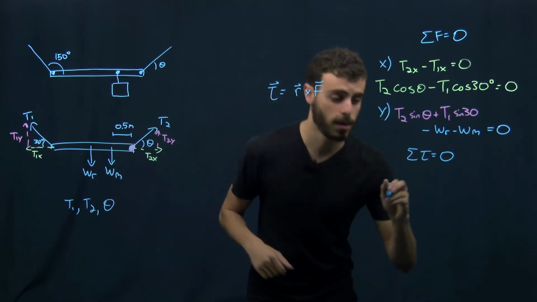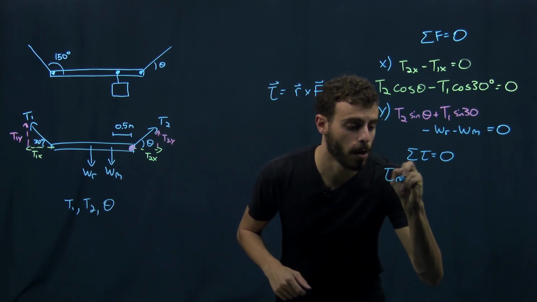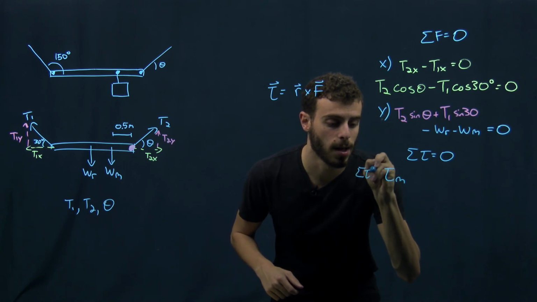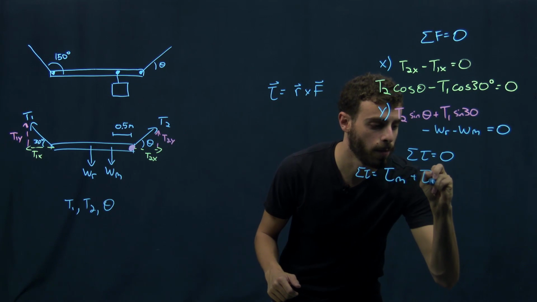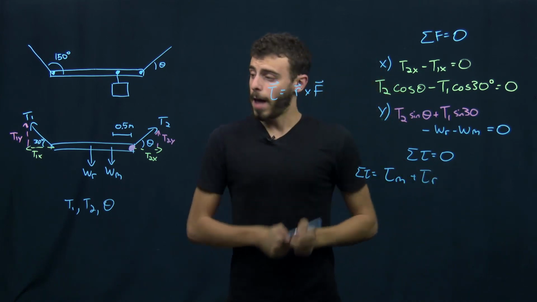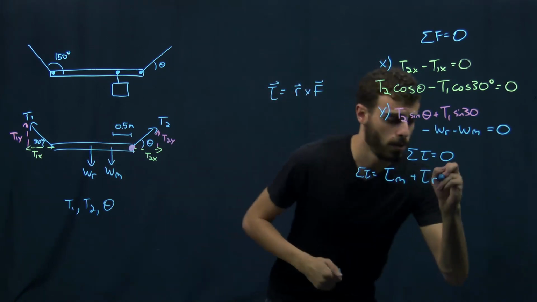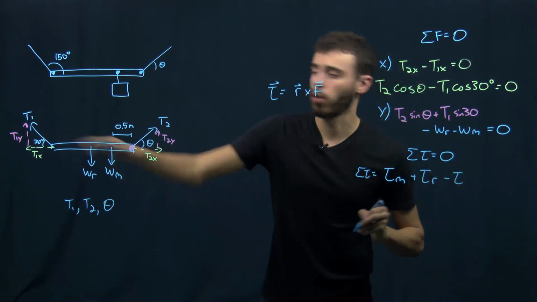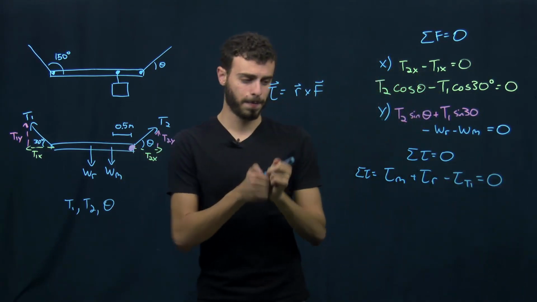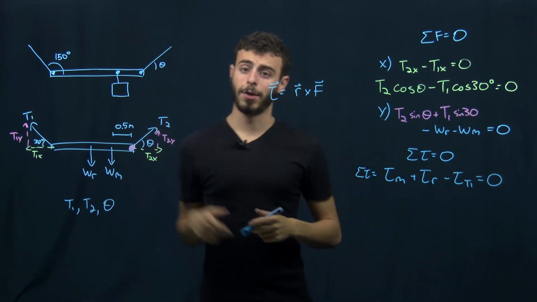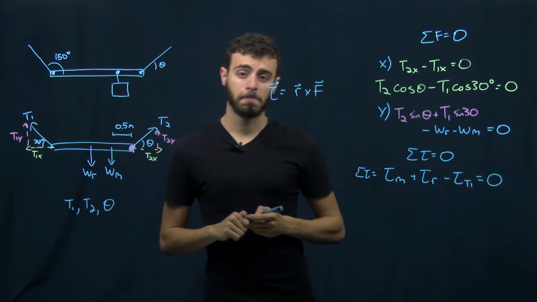So the sum of the torques is going to be the torque from the monkey plus the torque from the rod. And then this will be minus the torque of tension 1, and all of that should be equal to 0. And so again, we've ignored tension 2 because it is on our pivot point.